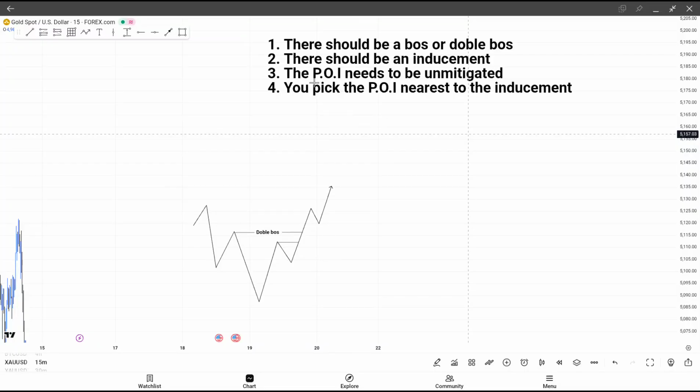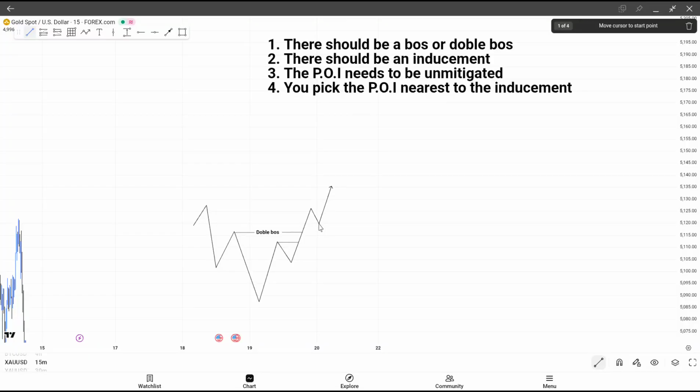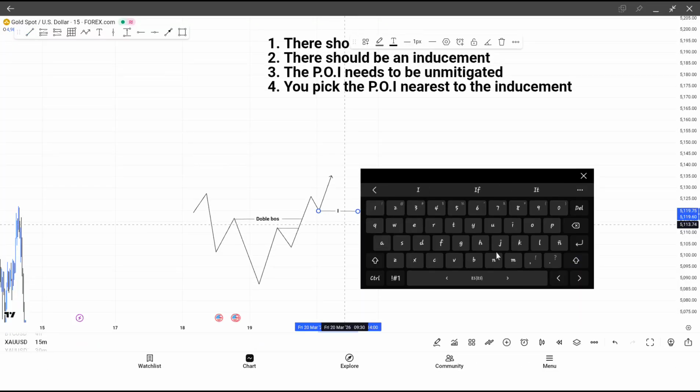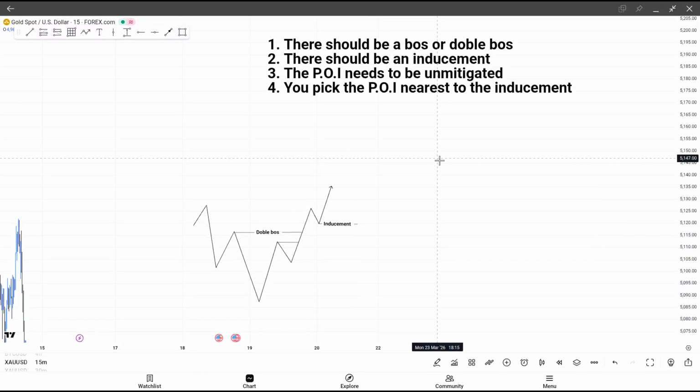The second one says there should be an inducement. We also have the inducement here, that is the first pullback. Inducement. The inducement is the first pullback after market structure or after a double break of a structure. So there are right now two rules that are going well.